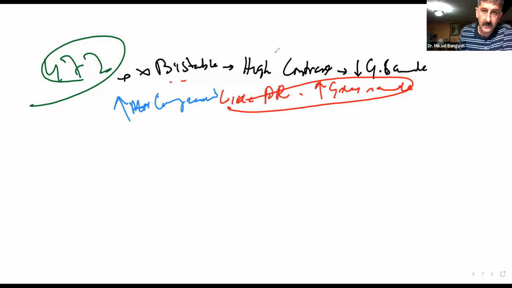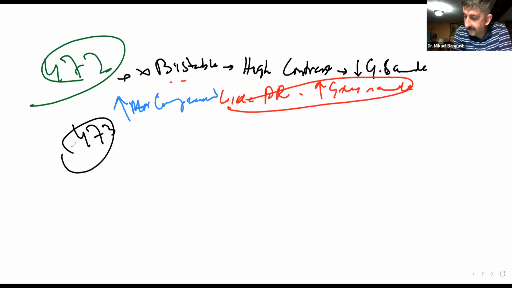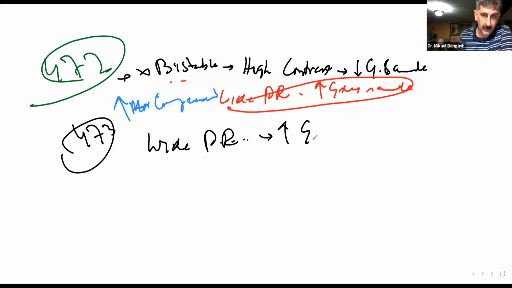Now question 473. Which of the following terms is not associated with a wide dynamic range? So what do we mean by a wide dynamic range? We should already be able to say that it mainly means a great grayscale.